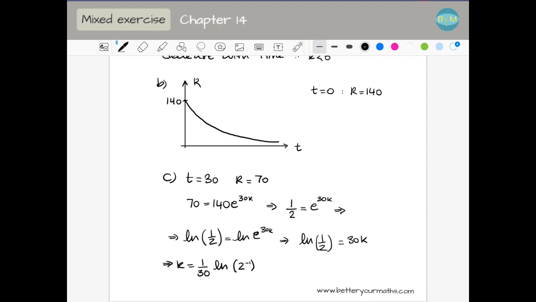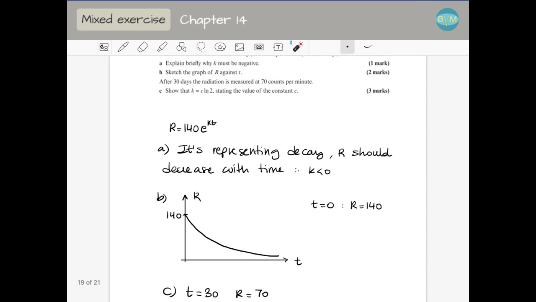2 to the power of -1. Properties of the logs: this exponent can go to the front, and then I will have only ln 2. So I will have k is -1/30 ln 2. Yeah, so we have the expression, and that means that c would be -1/30, because they ask us to find that c, the c at the front of ln, yeah? And that's all with this question.